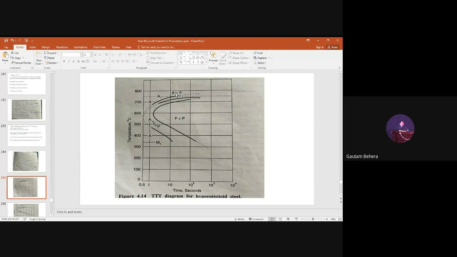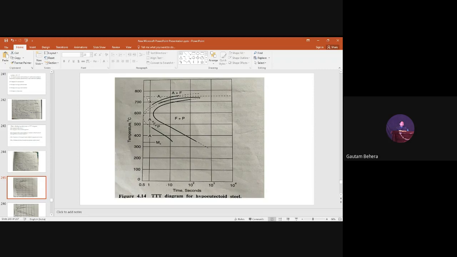In hypoeutectoid steel, below the A3 temperature, a new phase comes out of the austenite, that is pro-eutectoid ferrite. So whenever we talk about the TTT diagram for hypoeutectoid steel, remember that below A3 a pro-eutectoid ferrite comes out of the austenite, and as we go down the temperature axis the amount of pro-eutectoid ferrite decreases. Finally, when the temperature is below A1, the lower critical temperature, the remaining austenite transforms into pearlite. That is what is written over here.